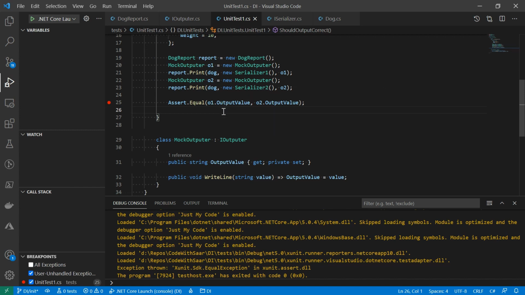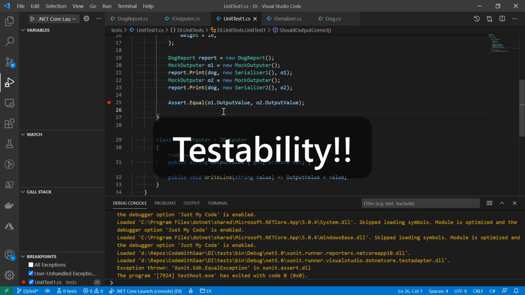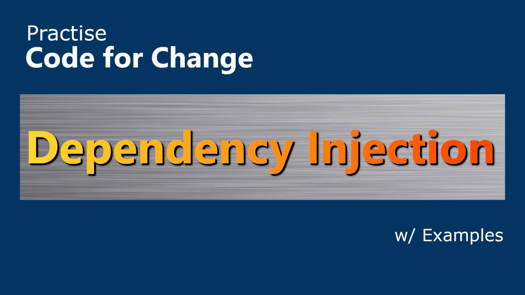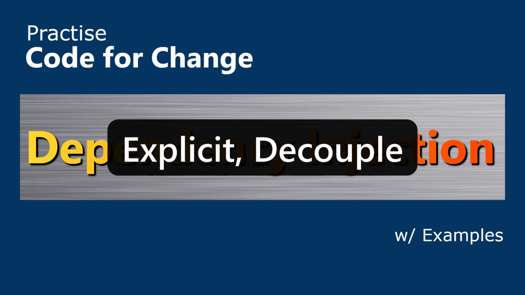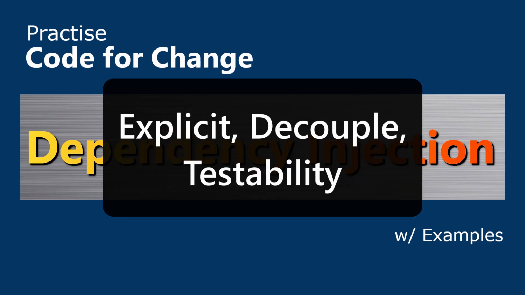That is the third benefit of dependency injection, that it enhanced the testability. Let's do a quick recap. We talked about what is dependency, and what is injection. Based on the understanding of what dependency injection is, we went through 3 benefits of using dependency injection. They are explicit, decoupling, and testability.